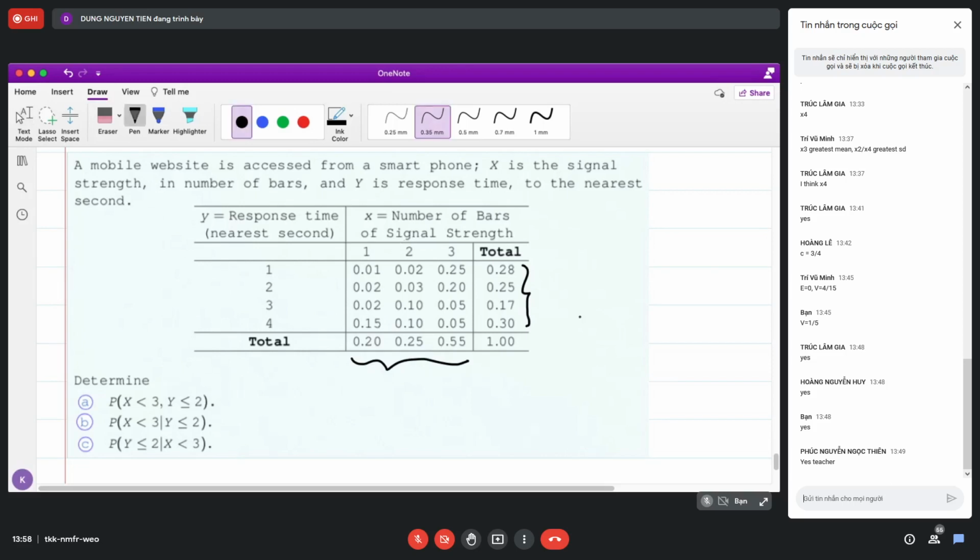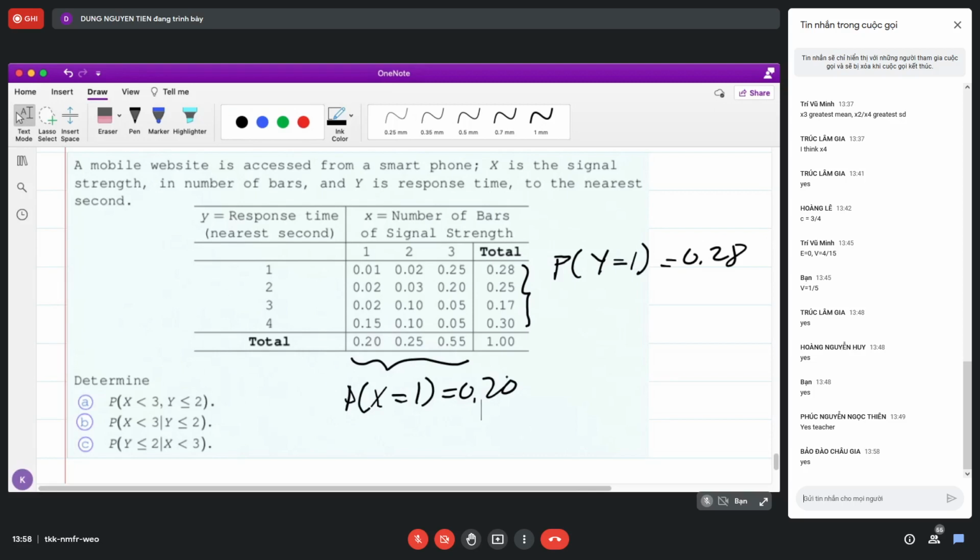Okay, so what I'm saying is that the probability that y equals 1 is 0.28. And for this, you get the probability that x equals 1 is 0.20. Okay? Do you understand? Is that clear? Is that all clear?